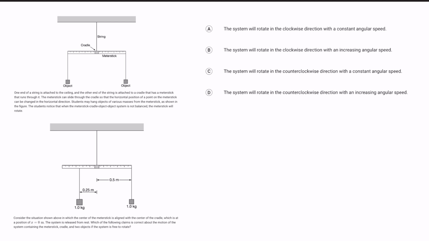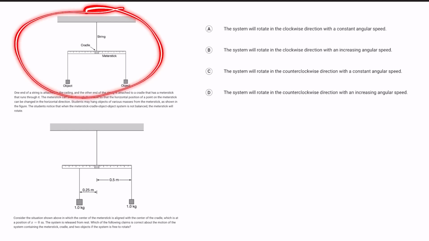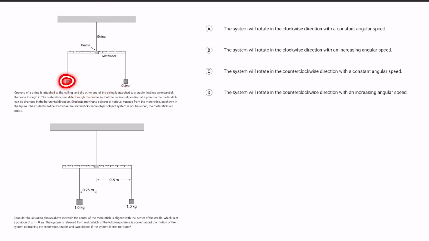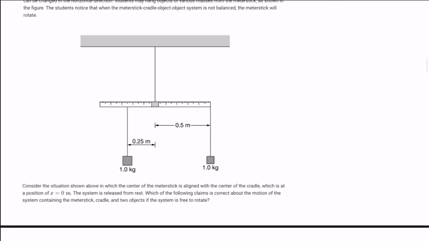Students may hang objects of various masses from the meter stick as shown in the figure. The students notice that when the meter stick-cradle-object system is not balanced, the meter stick will rotate. That makes sense, because it's not in rotational equilibrium if we don't have the same amount of torque generated on both sides of the cradle. It looks like this version of the figure is in equilibrium, so we can assume these two objects are the same mass. Let's zoom in and see what's going on down here.